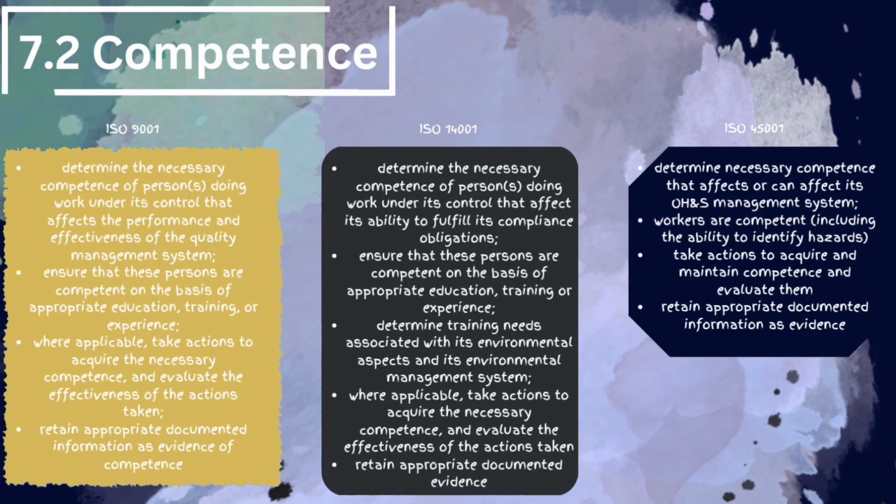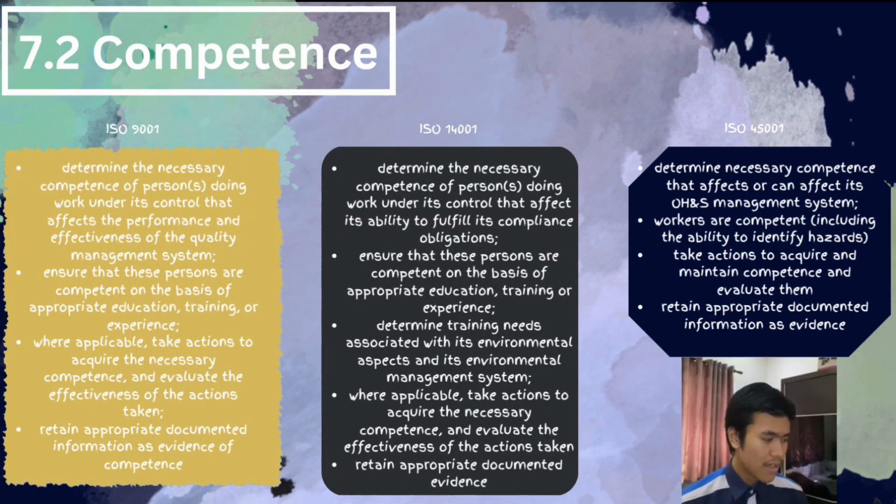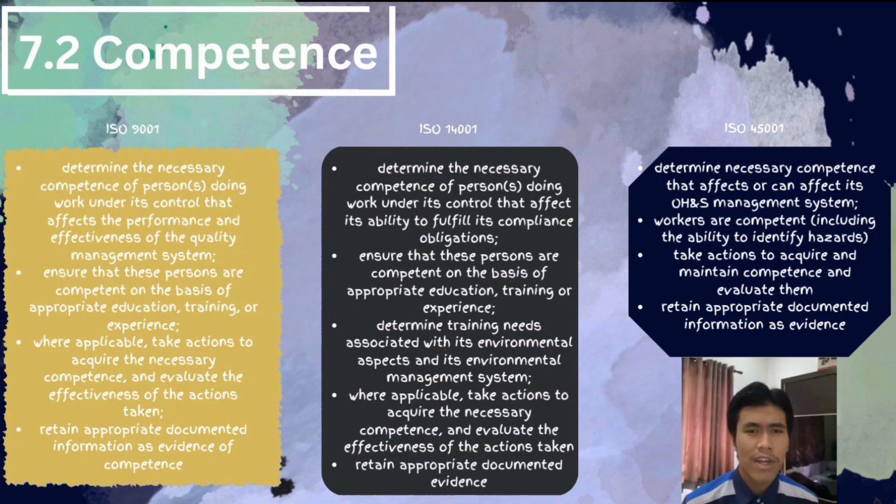Subclause 7.2 is similar across the ISOs, with a few exceptions: 14001 states that the organization shall determine the training needs associated with its environmental aspects and management system, and 45001 states that workers must be competent, including being able to identify hazards.